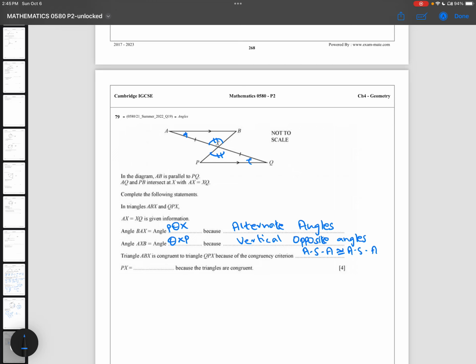Now it says PX is equal to dash because the triangles are congruent. So we can see that this is PX, this is corresponding to BX. PX is equal to BX as both the triangles are congruent. So this is it for question 79. Now let's move to question number 80.